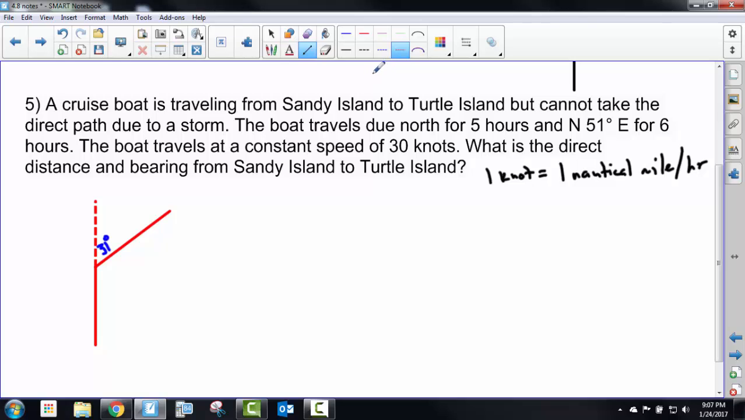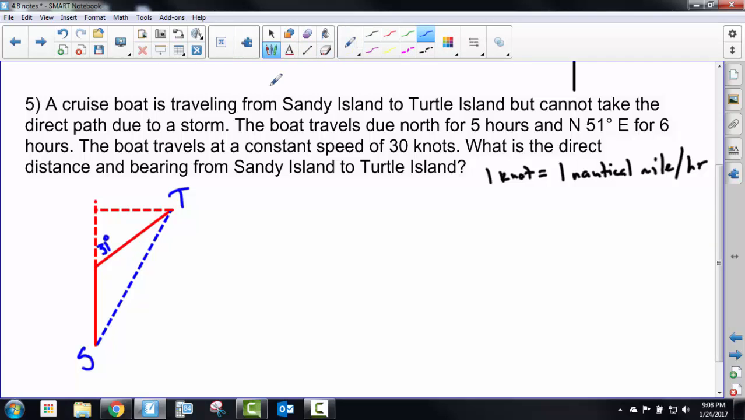All right, what is the direct distance and bearing from Sandy Island to Turtle Island? In other words, we're looking for, and I'm going to put this in blue right here, that distance. So essentially we're saying down here is Sandy Island, up here is Turtle. We want to know the distance and the bearing between those two. Now here's one thing I'm going to suggest to you. Sometimes we need to get right triangles, right? So we're going to do that here. I'm going to go ahead and connect this to form a right angle over there, and we're going to use the information from inside there.